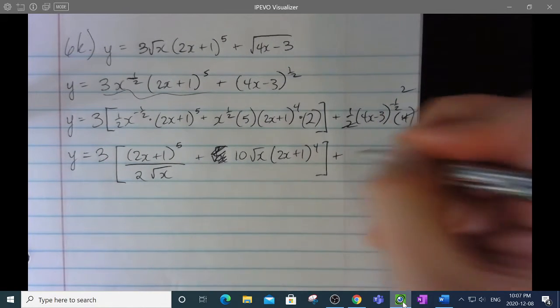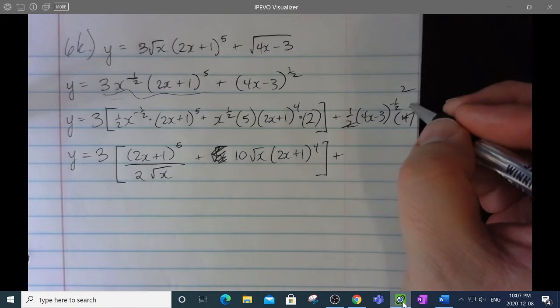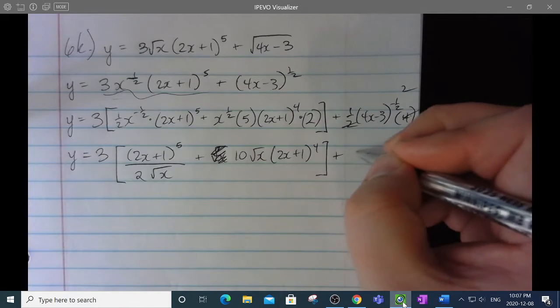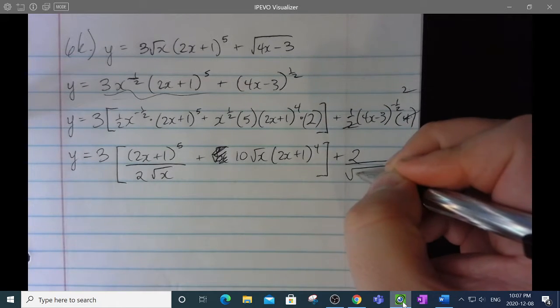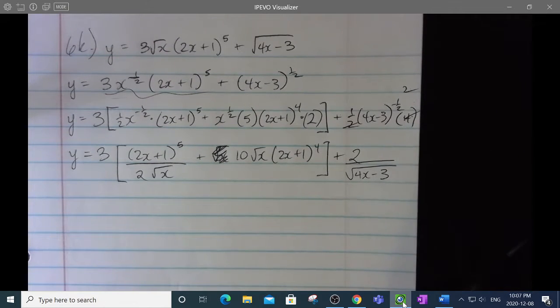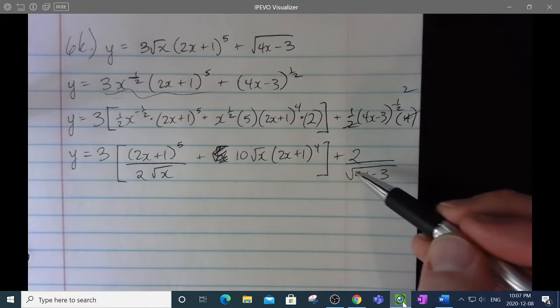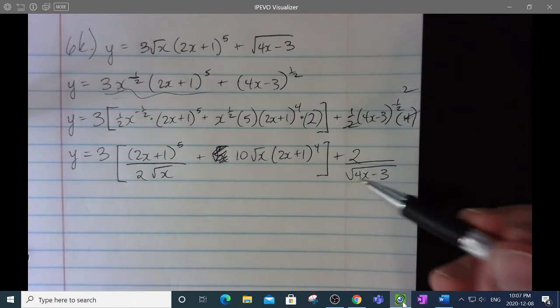Meanwhile, over here, that 1/2 and 4 is now a 2, right? So that's a 2, not a 4. So there's a 2 here. And then that's all over the square root of 4x minus 3. Now, I have a gut feeling, I haven't looked at the answer yet, that this is not going to in any way simplify into this mess. The denominator is too different.